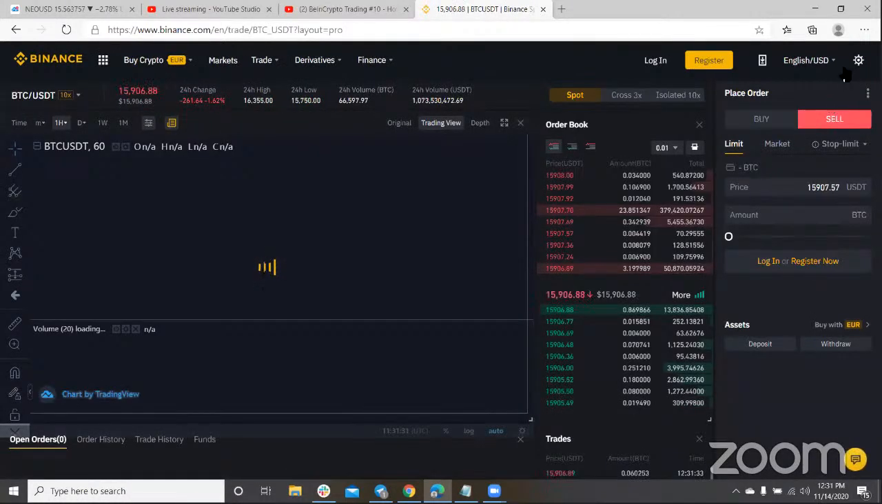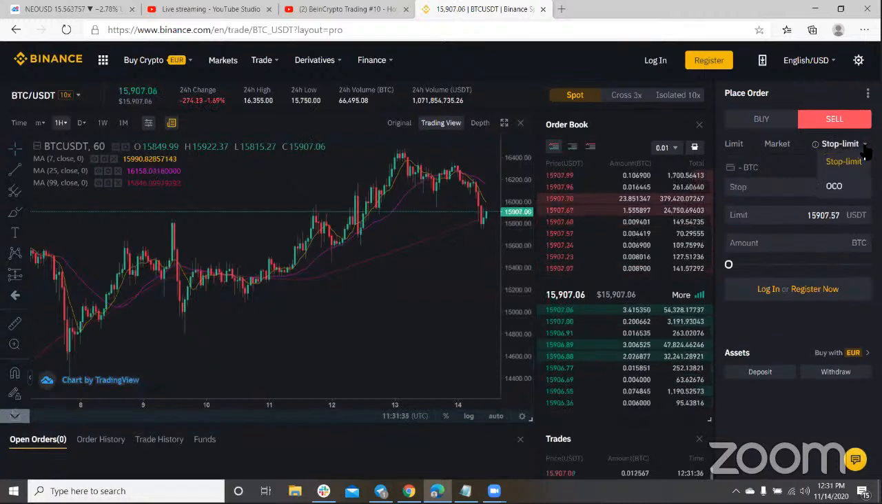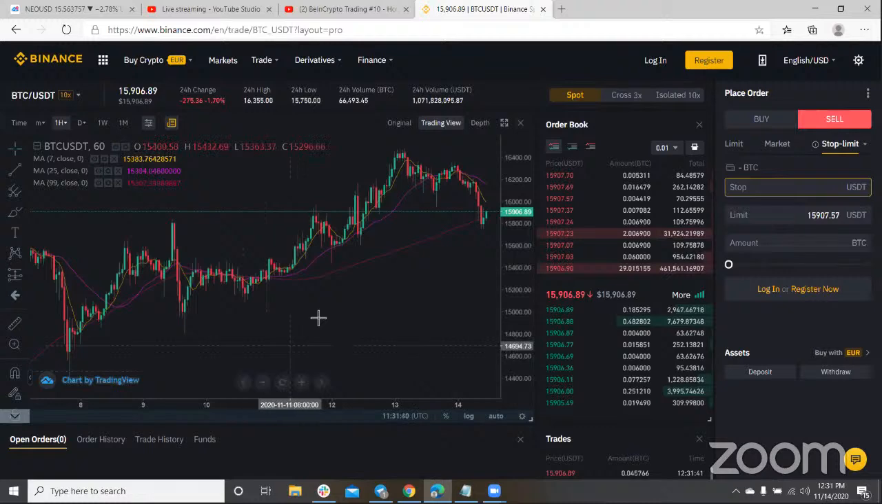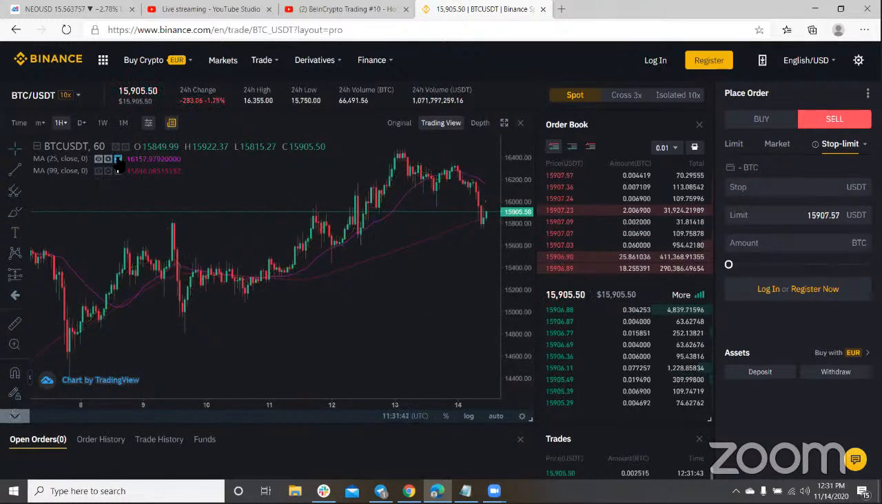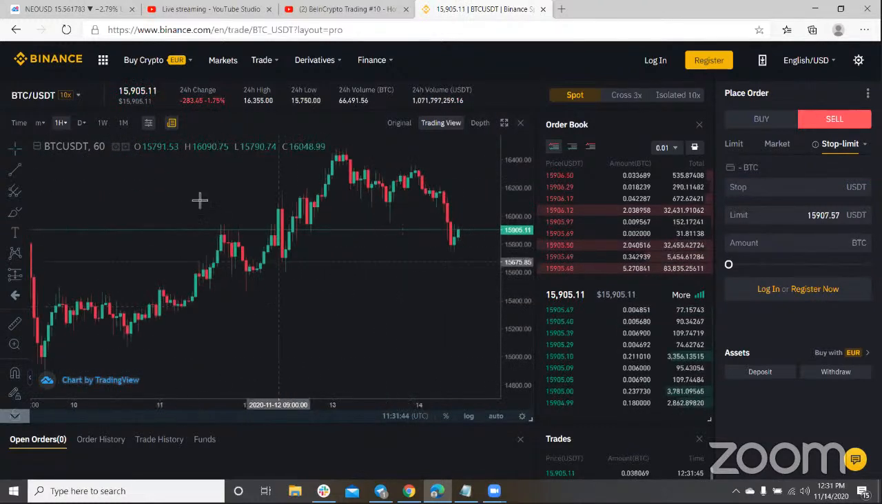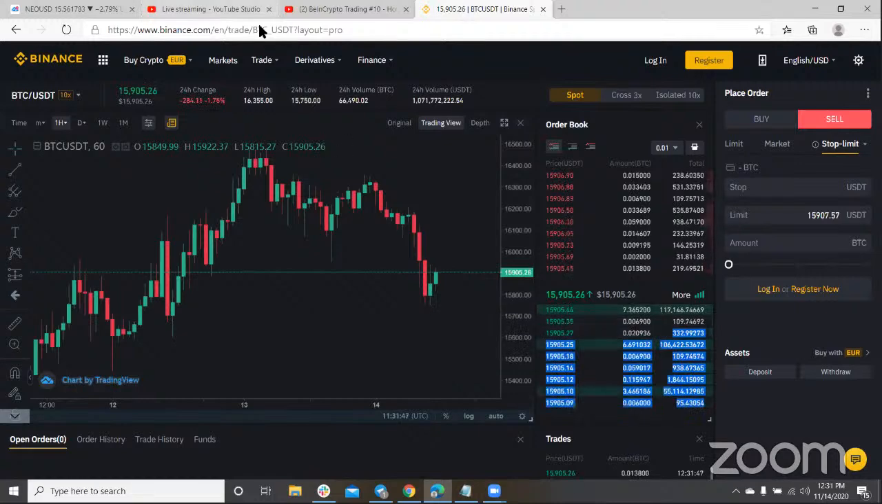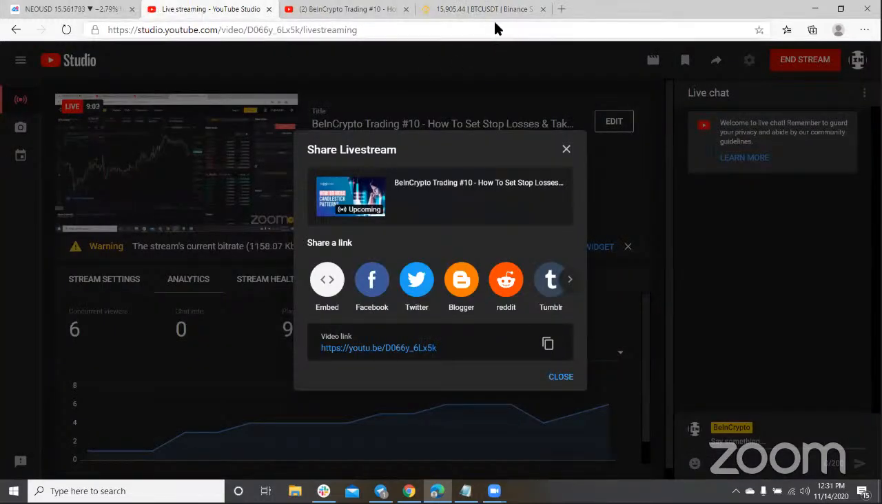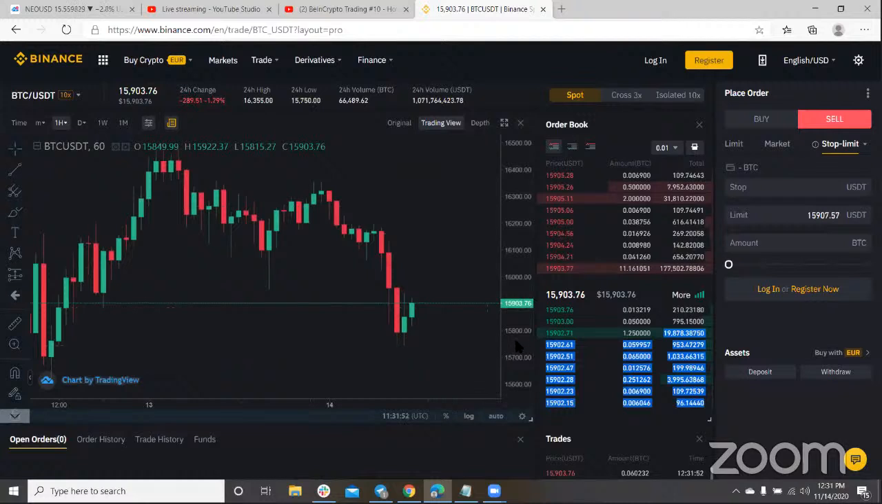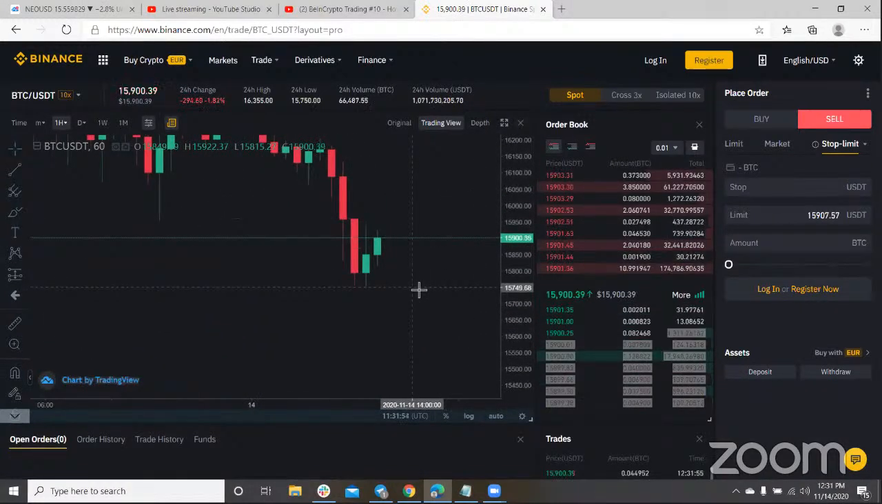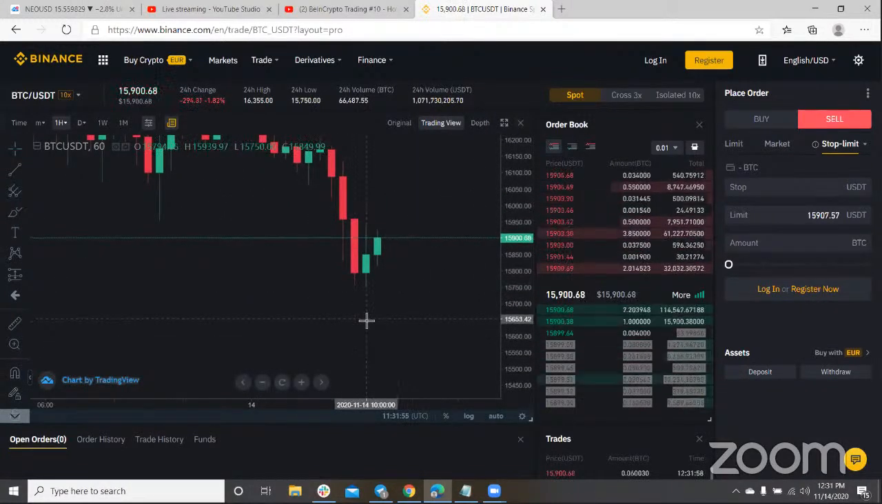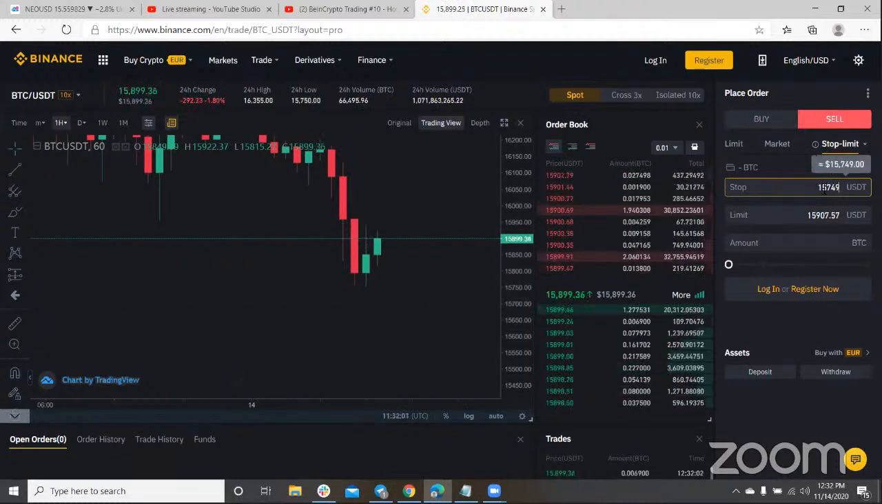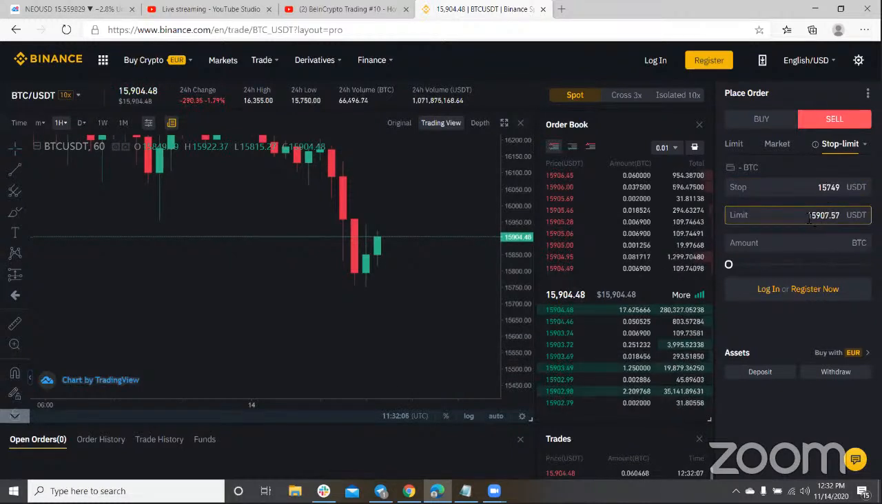So, basically, what you do is you go to stop limit. I'm going to use Binance for this. And the stop is where your order will get triggered. So, if you place a stop here, so the low is 15,750. If I were to place a stop here, then the limit order is the order which will get triggered.